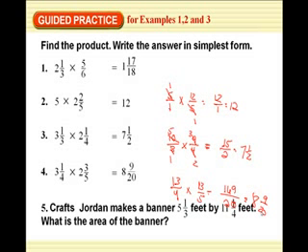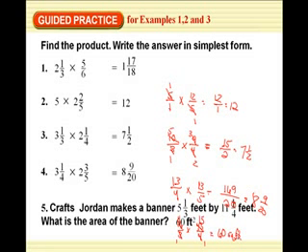Crafts. Jordan makes a banner 5 1/3 feet by 11 1/4 feet. What's the area? So 5 1/3 times 11 1/4. Half circle, 16 over 3, times 45 over 4. Oh, look how nicely those cancel. 4 goes into 4 once. 4 goes into 16 4 times. 3 goes into 3 once. 3 goes into 45 15 times. That'll be 60 square feet, or feet squared. You can write it that way also.